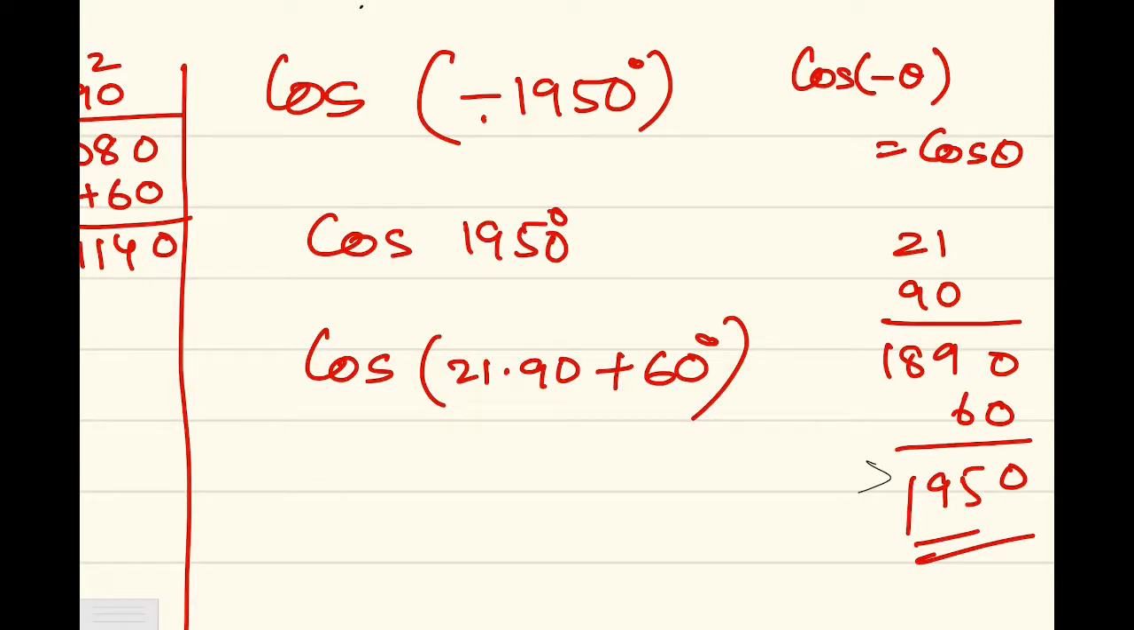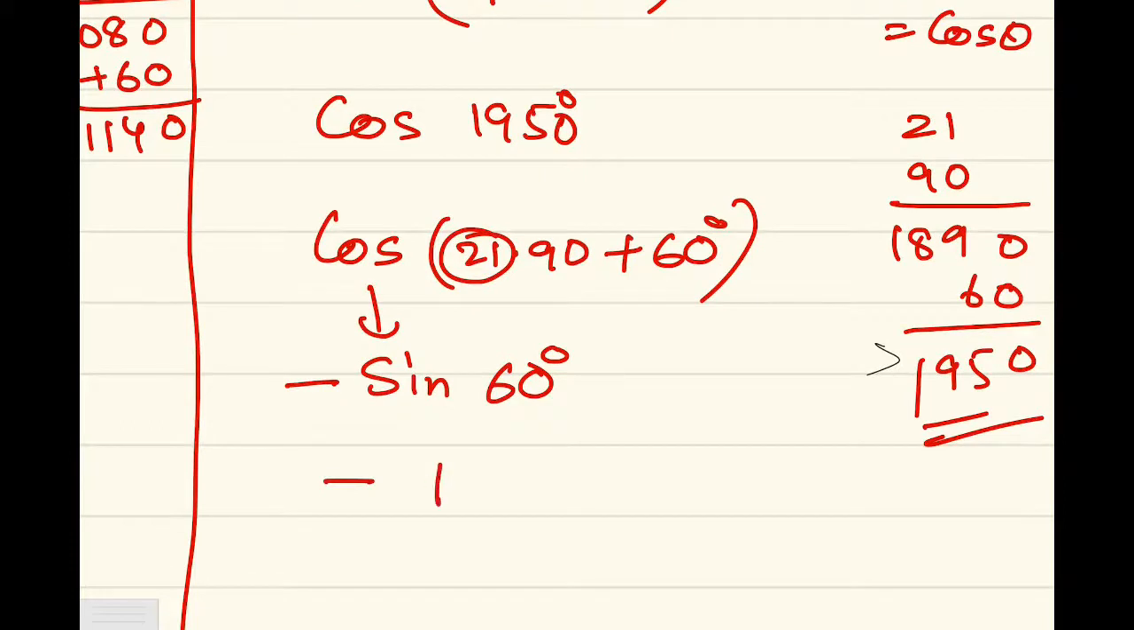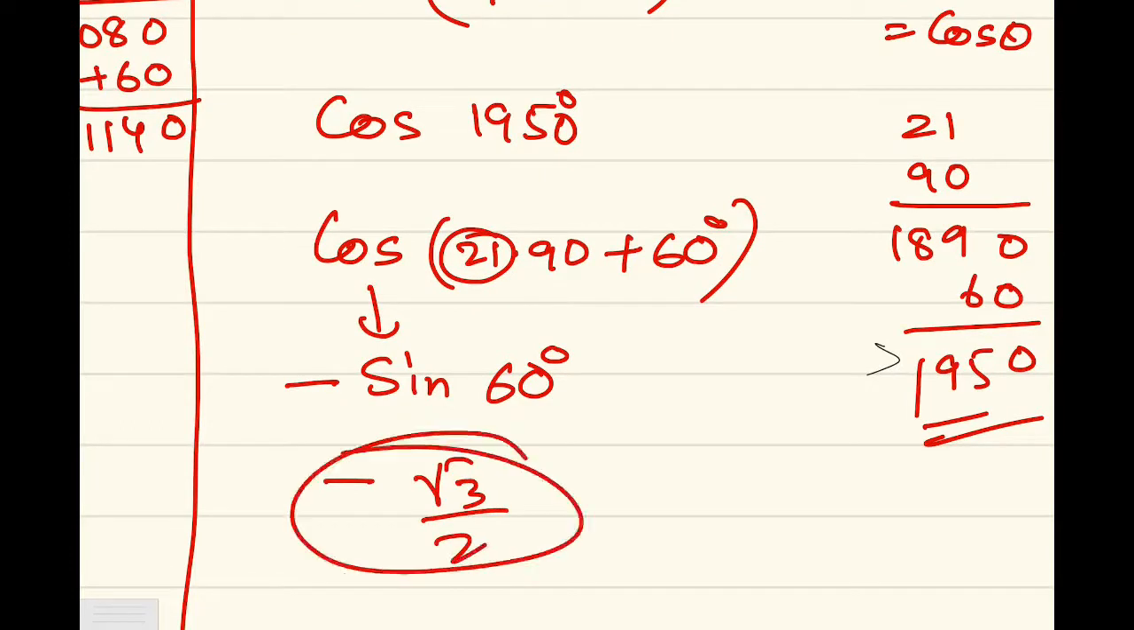Did you understand? So 21 times 90 plus 60 reaches the second quadrant as it moves round and round and round. Okay, then in the second quadrant, I know cos is negative because only sine is positive, so minus. And because it is odd, cos will change to sine, and then the 60 degrees left over. So what is the answer? Minus root 3 by 2. So that's the answer for this particular sum. I hope you have understood.